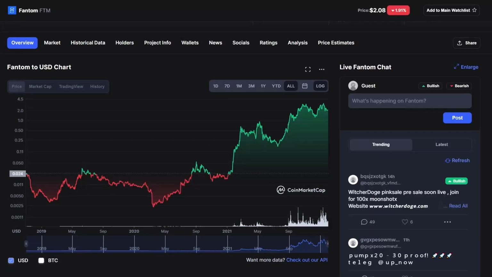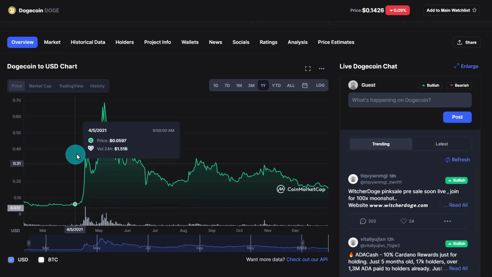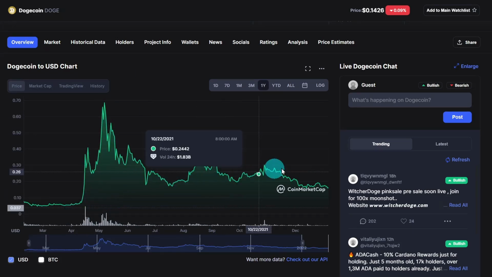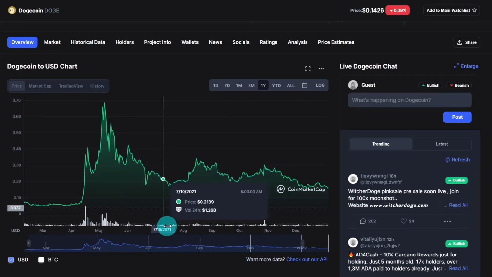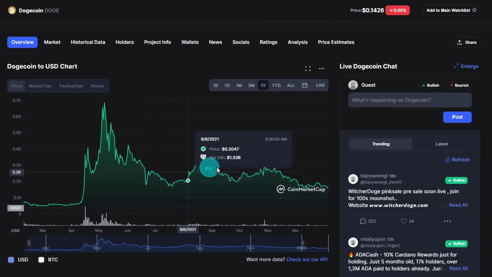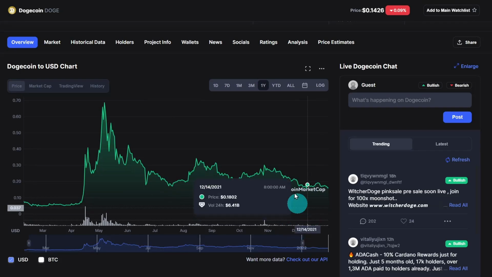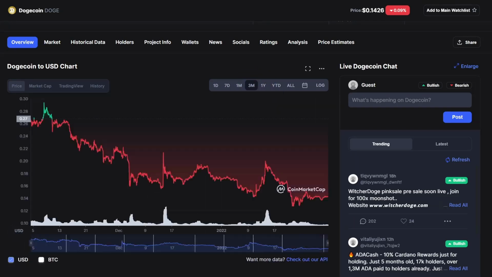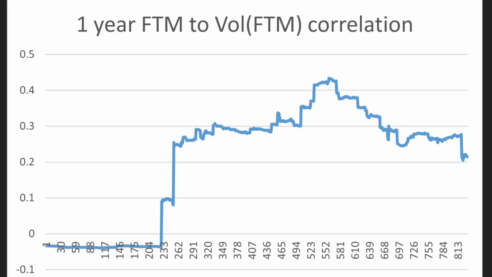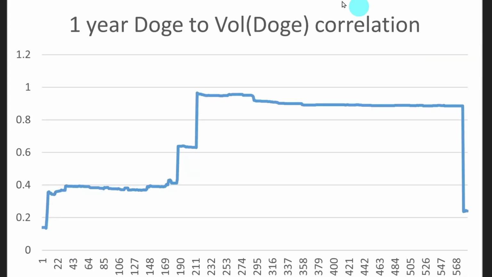Now, in order to verify this further, I looked at Dogecoin, right, where we had these very, very obvious connections between trading volume and price. And here we should now see that when trading volume is low, the price movements are not very much connected to the trading volume. And so let's look at exactly that. Let's look at the correlation of Dogecoin versus the trading volume of Dogecoin.